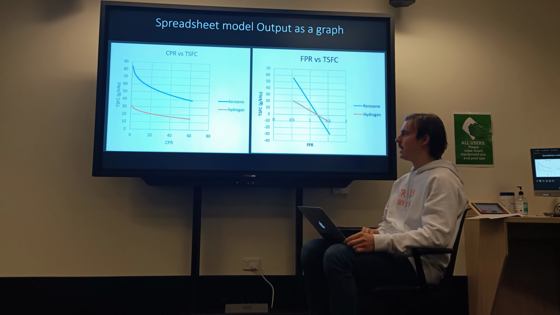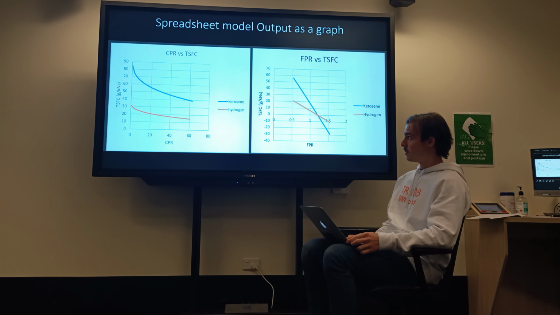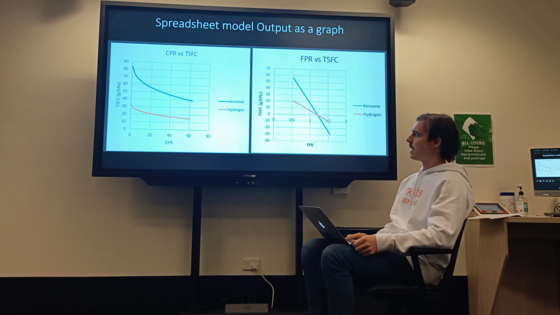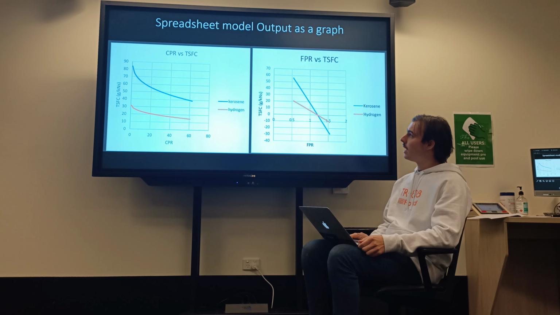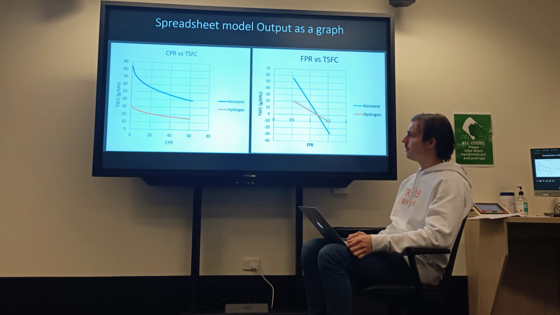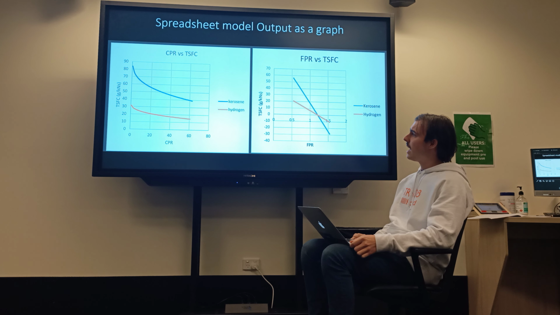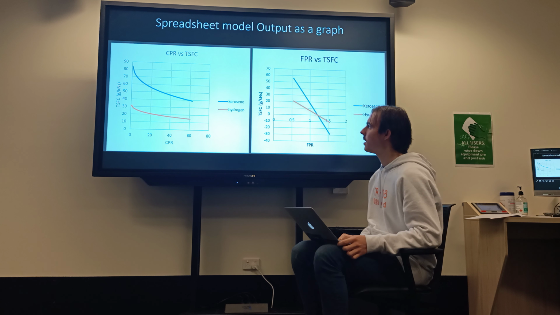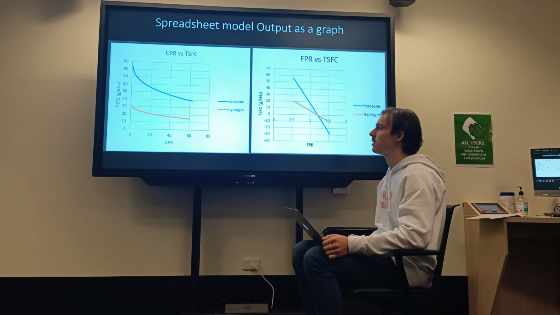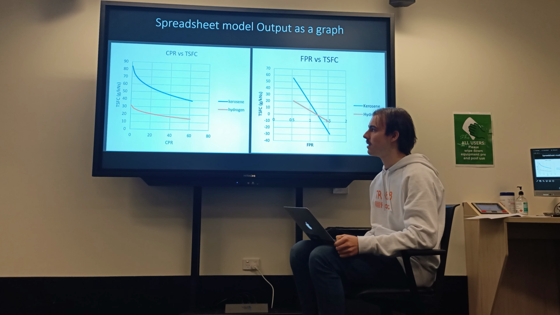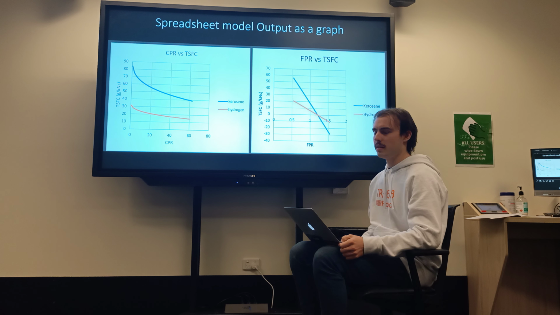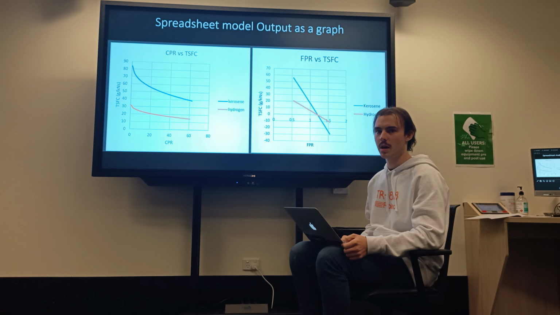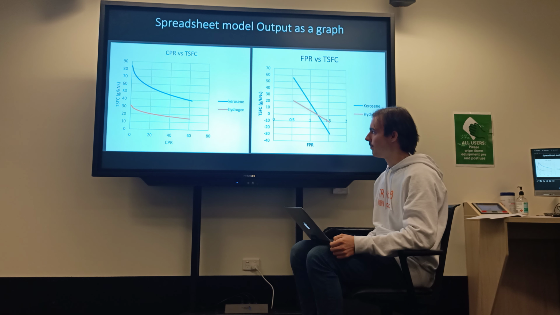So the first two graphs that you see are the compression ratio versus the thrust-specific fuel consumption, and also the relationship for the fan pressure ratio. On the left, you can see that for both kerosene and hydrogen, we have an inversely proportional relationship, and the same for the fan pressure ratio and thrust-specific fuel consumption. As compression ratio increases, thrust-specific fuel consumption decreases to a point where the gradient is 0, at which point there will be the lowest thrust-specific fuel consumption for both kerosene and hydrogen. You can see that kerosene generally has a much higher specific fuel consumption than hydrogen.